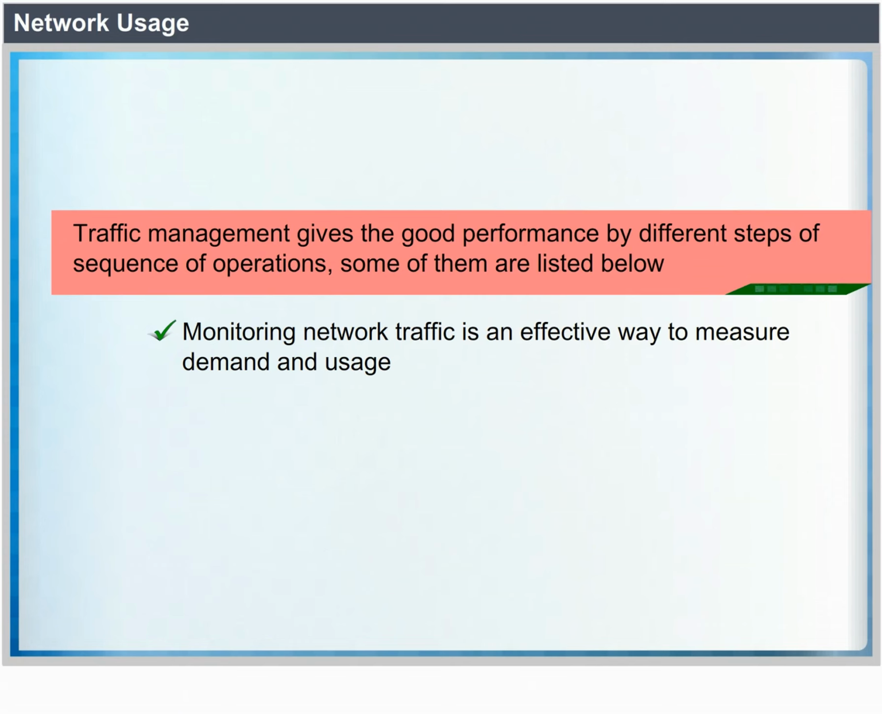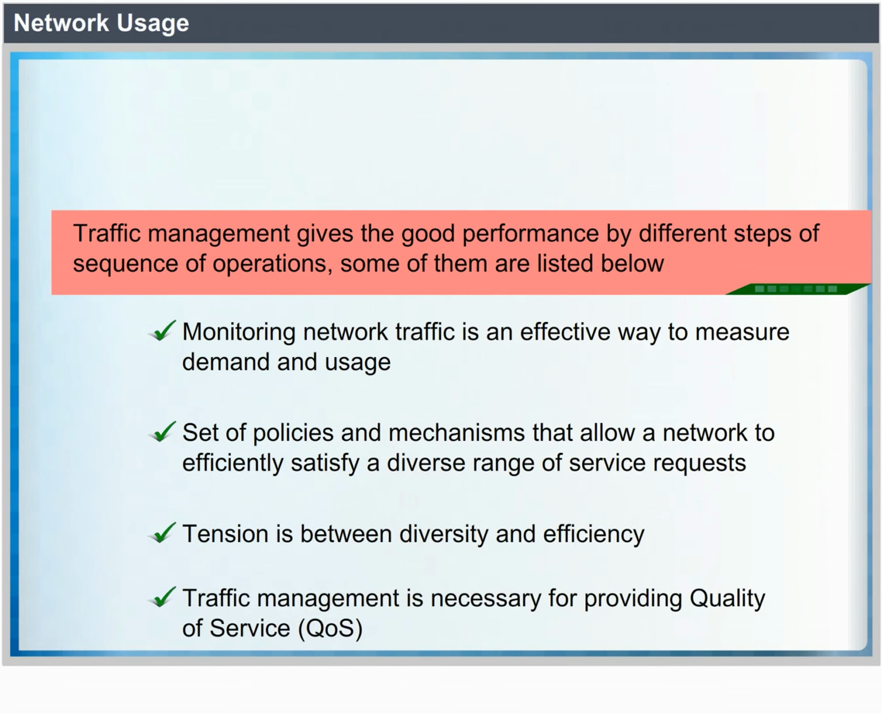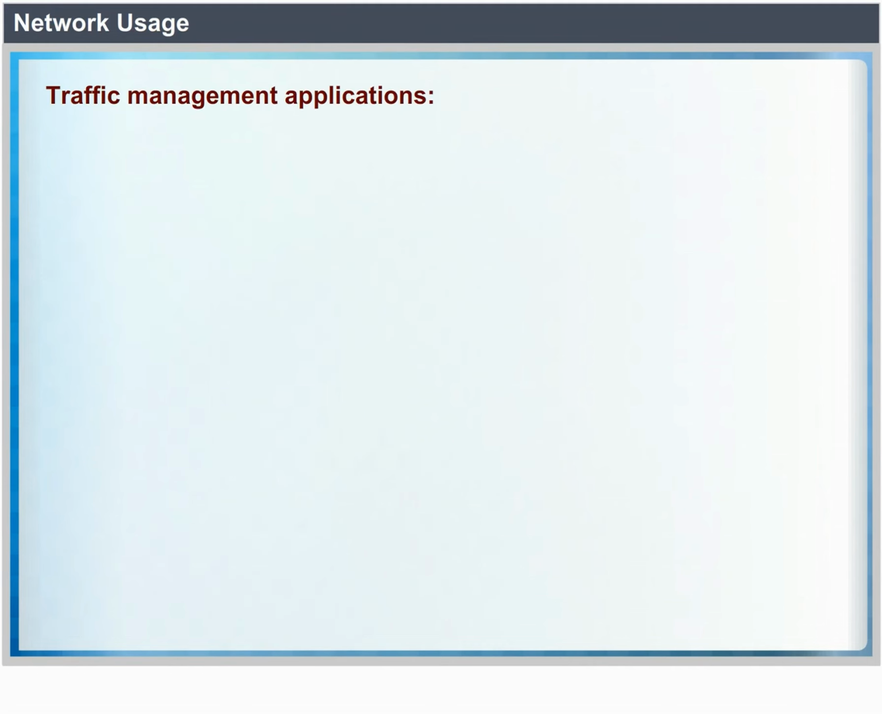Traffic management is a set of policies and mechanisms that allow a network to efficiently satisfy a diverse range of service requests. The tension is between diversity and efficiency. Traffic management is necessary for providing quality of service, or QoS. Traffic management applications: detecting and resolving congestion.